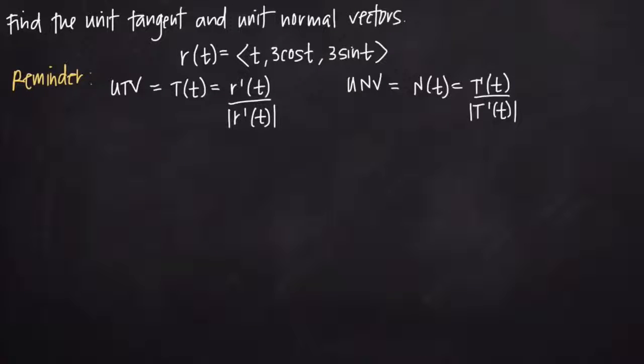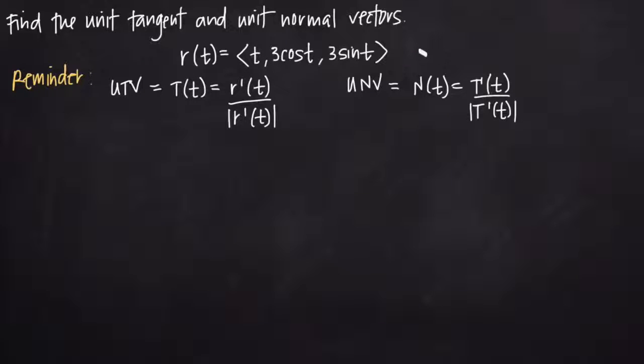Today we're going to be talking about how to find the unit tangent vector and the unit normal vector of a vector function. And in this particular problem, we've been given the vector function r of t is equal to, and here we've just been given the vector components t, 3 cosine t, and 3 sine t.